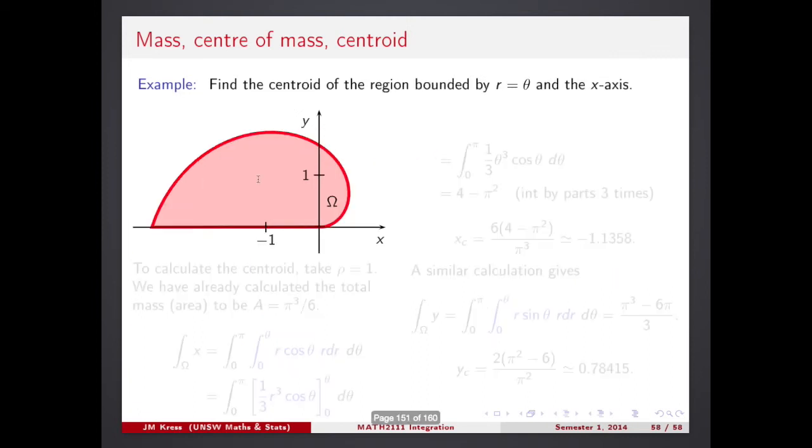Well, it's the last one. It's a centroid. Again, it's an arc of a spiral, and this time we need to find the centroid, the center point. We assume that the density is uniform. For this question, we did some of the computations. We computed the area, which, if your density is 1, is the same as the mass. That's the number we found yesterday.